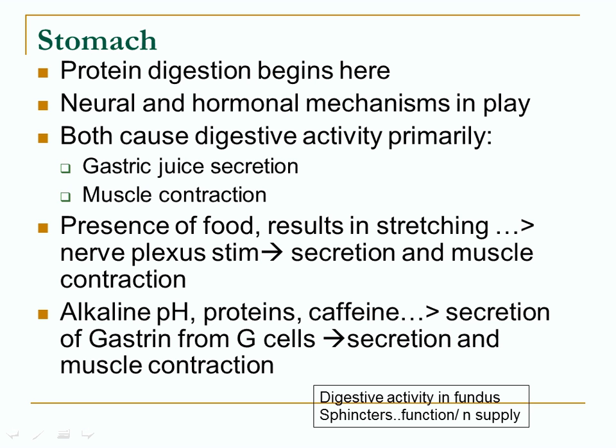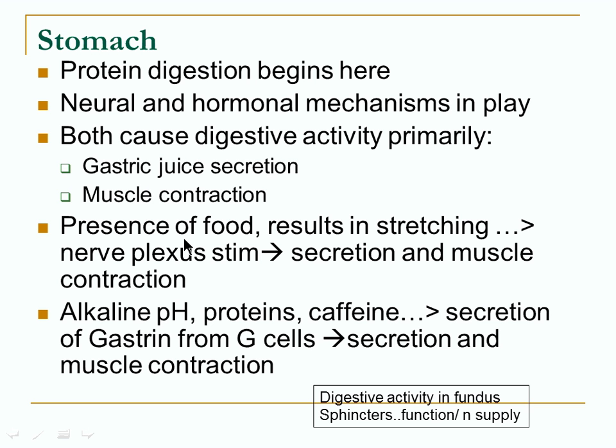Second, both cause digestive activity primarily by, what do? In the stomach, they cause secretion of gastric juice, and we'll see what gastric juice contains. And they also cause muscle contraction. Remember, that's what digestive activity was, secretion and muscle activity. So here, gastric juice is secreted from the epithelial cells and muscle contraction occurs. And so let's see what stimulates the neural and hormonal mechanisms.